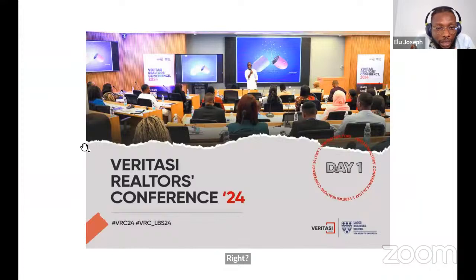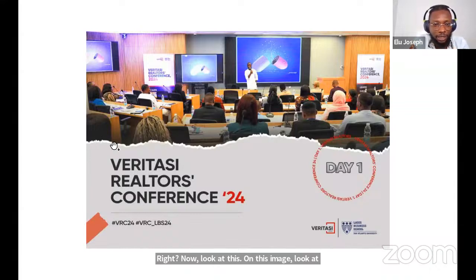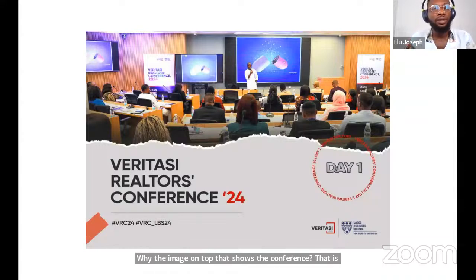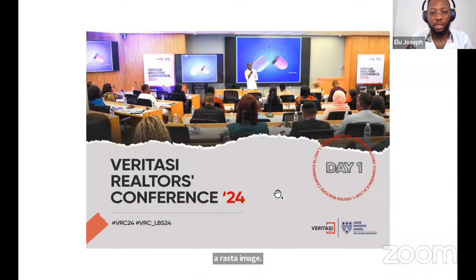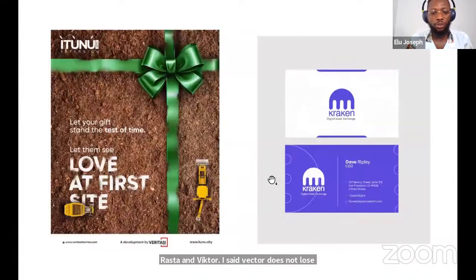Now, look at this image here. Look at the torn part of the paper, that part that has rough edges. It gives the feel of a paper. That's a vector image. While the image on top that shows the conference is a raster image. Raster and vector. I said vector does not lose quality, right? I'll show you something now.